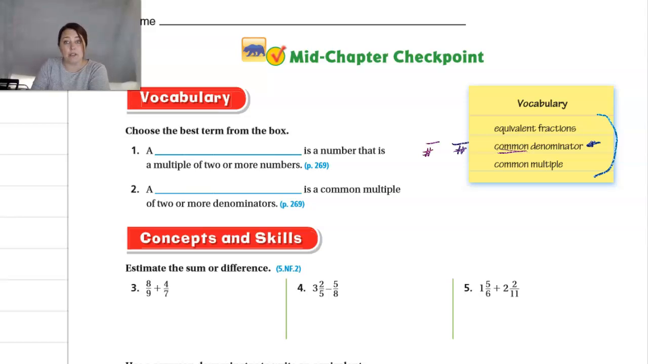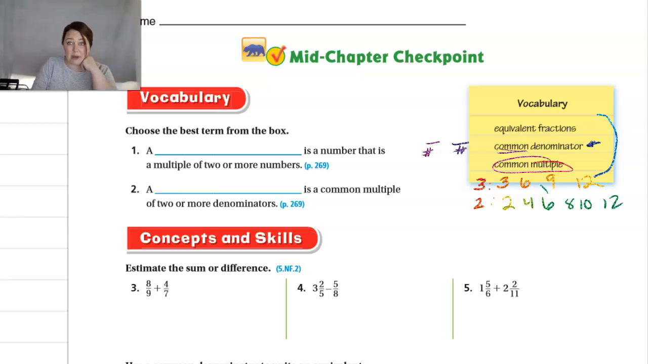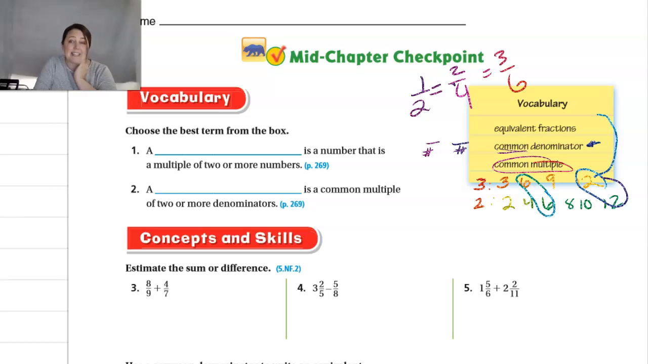A common multiple is when, let's say 3 and 2, the multiples of 3 are 3, 6, 9, 12. The multiples of 2 are 2, 4, 6, 8, 10, 12. So the common multiples are multiples that they have in common, and equivalent fractions are fractions that are the same amount. So 1/2 is equivalent to 2/4, which is equivalent to 3/6, right?